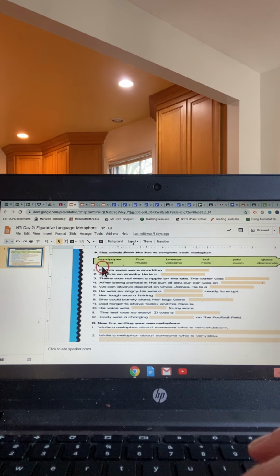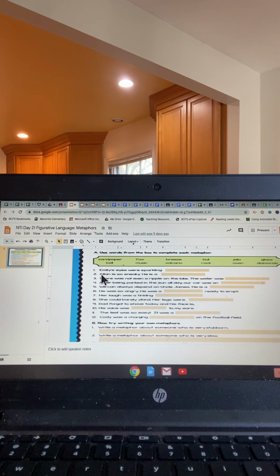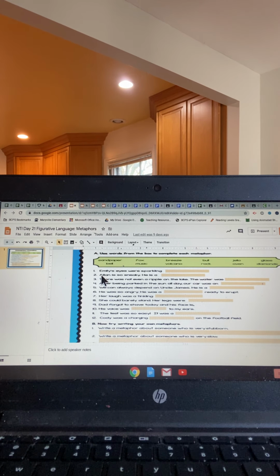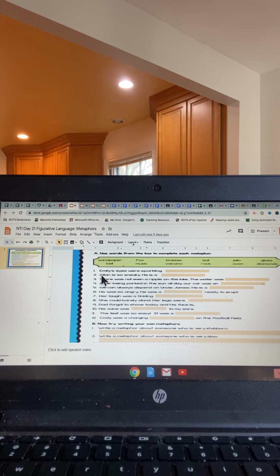So what you had to do was read the sentence and see which one of these words would make a good metaphor. So Emily's eyes were sparkling what? With a metaphor, we're saying that you are exactly like something else. Okay, you're not like or as, you are. We're saying you are something else, right? Okay.